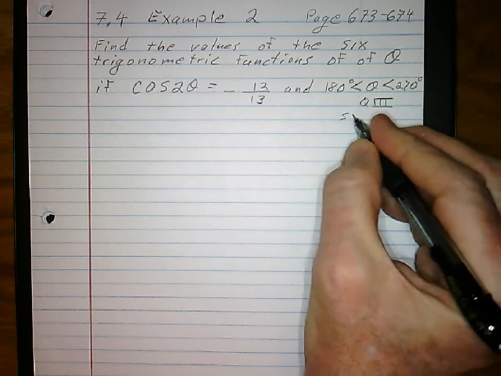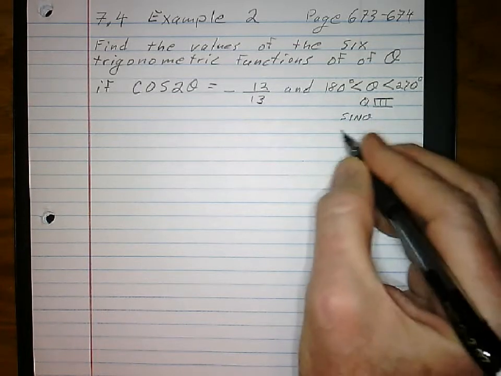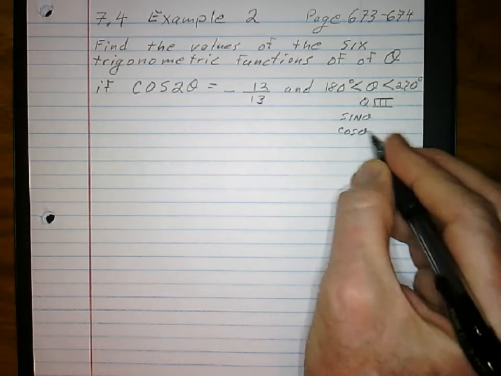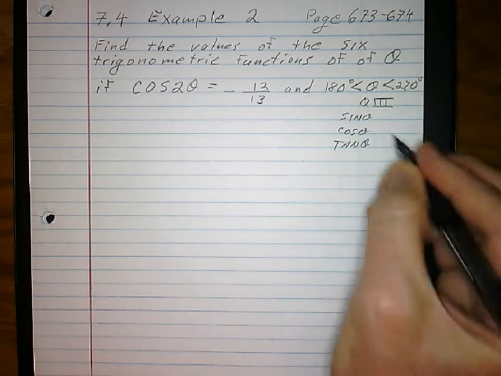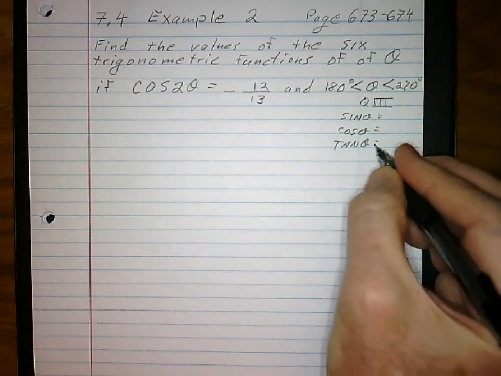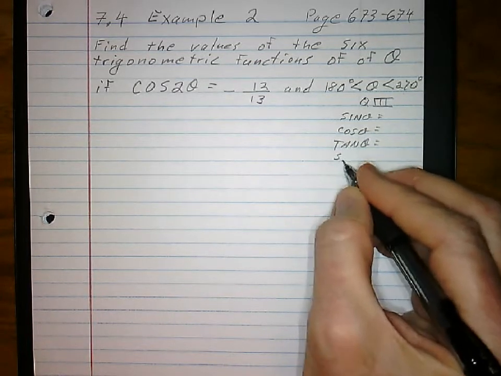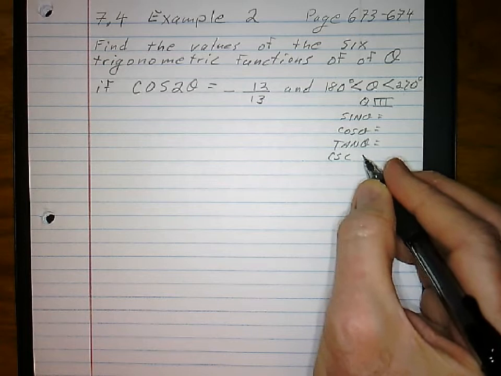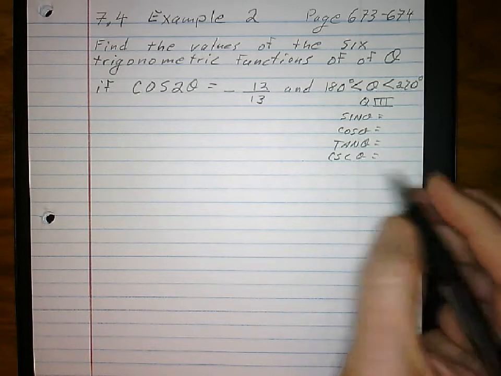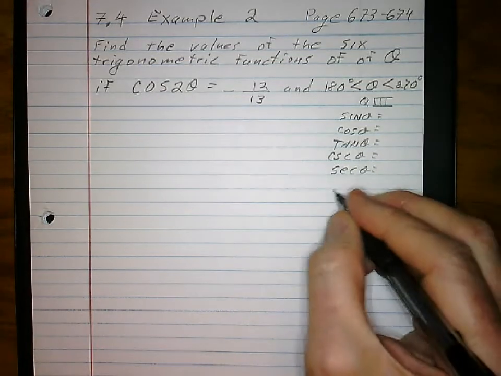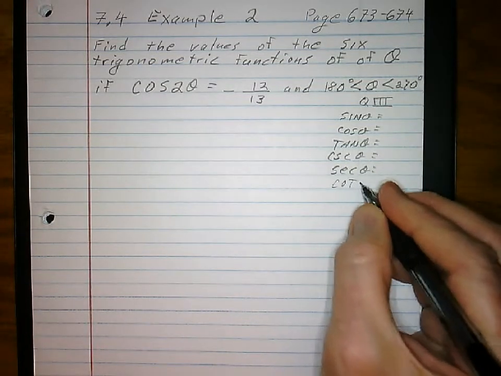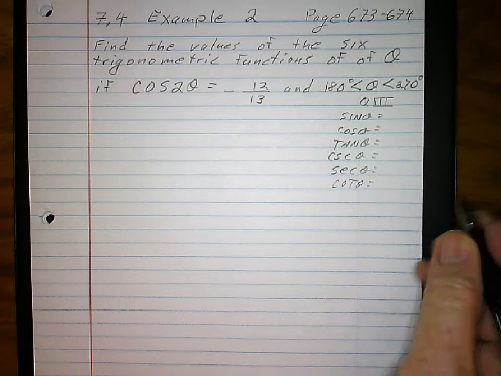In other words, if I know I'm going to have to find the sine of theta and the cosine of theta and the tangent of theta and the cosecant of theta, that's reciprocal of sine, the secant of theta, that's reciprocal of cosine, and the cotangent of theta, that's reciprocal of tangent.